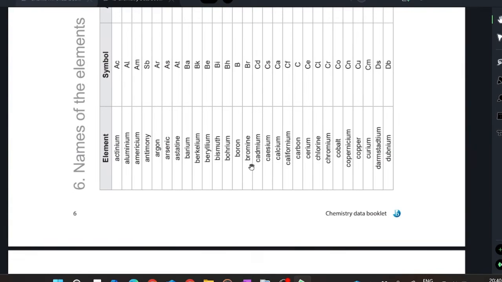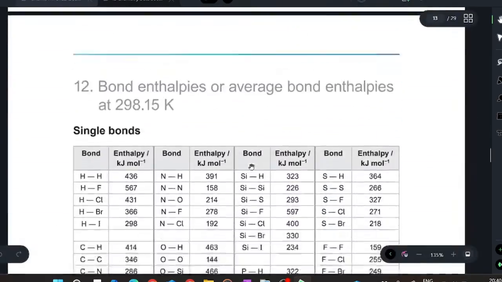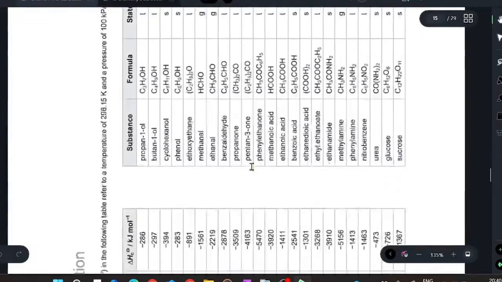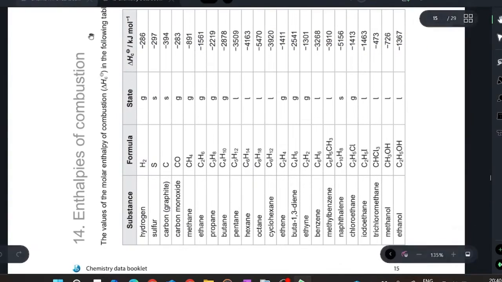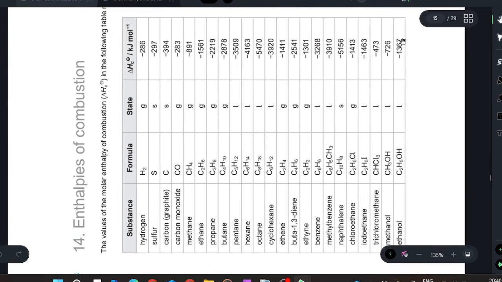Scroll. I think it's table 14. I'm sad that I know that. Alrighty, enthalpies of combustion. Ethanol is minus 1367. Wow, we are a long way out there.